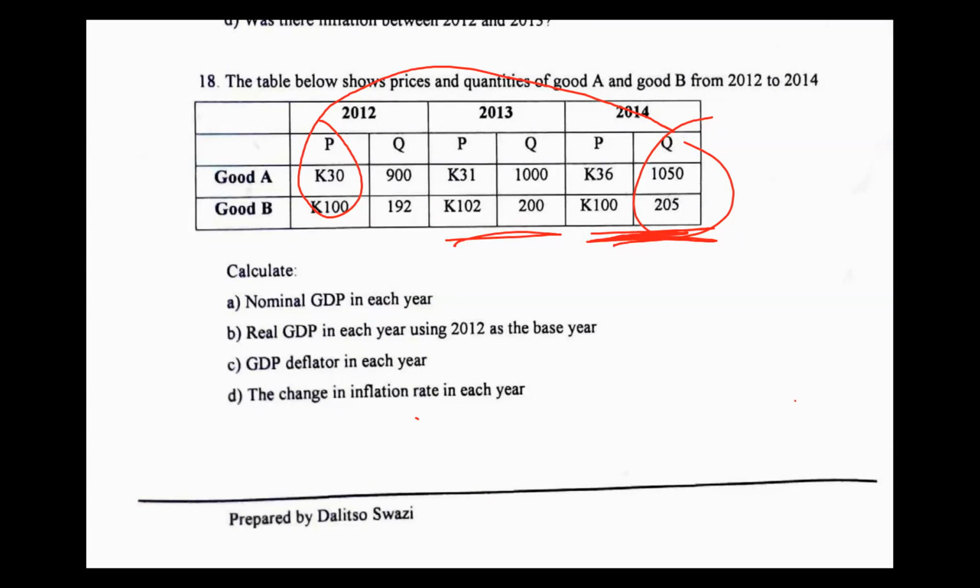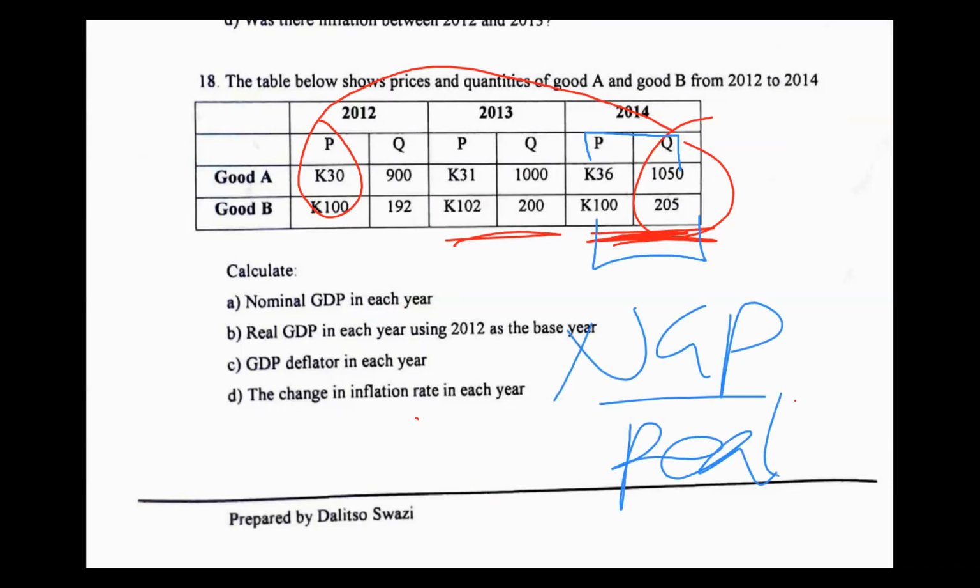And for nominal GDP for 2014, it will be these prices and these quantities, just for 2014. That is the nominal GDP. Then you say nominal GDP over real GDP times 100, okay? You divide that by real GDP, multiply by 100. That is a deflator. That is how to find the deflator, okay?